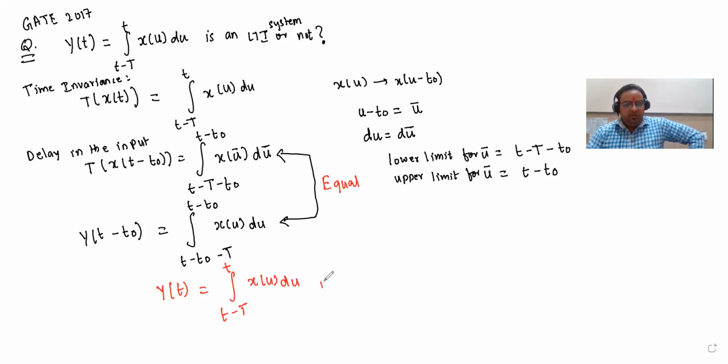Okay. So we have y of t equal to the integration from t minus T to t of x of u du. Is it a linear time invariant system? Sorry, this is still not an LTI system yet. It's a time invariant system. Now we have to check the linearity of this system. For checking the linearity, what do we do? I'll write it again: y of t is equal to the integration from t minus capital T to t of x of u du.